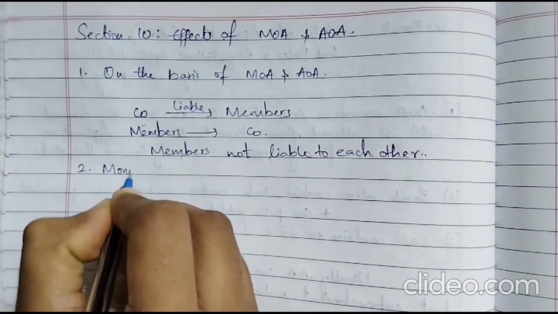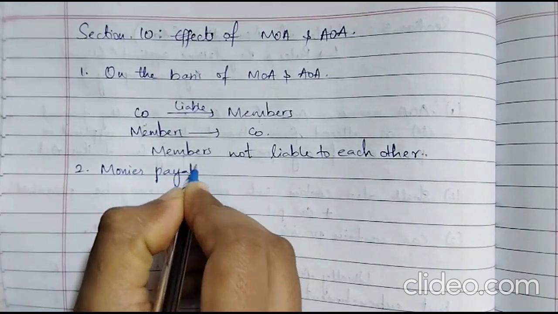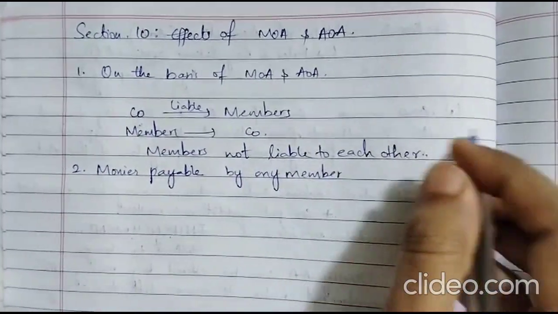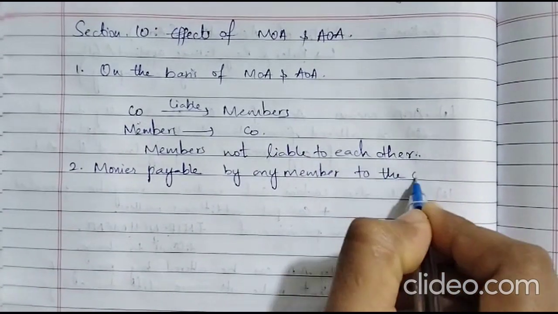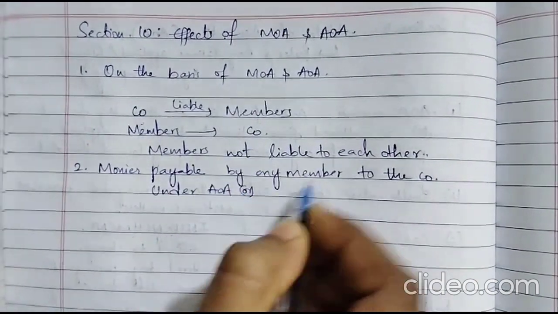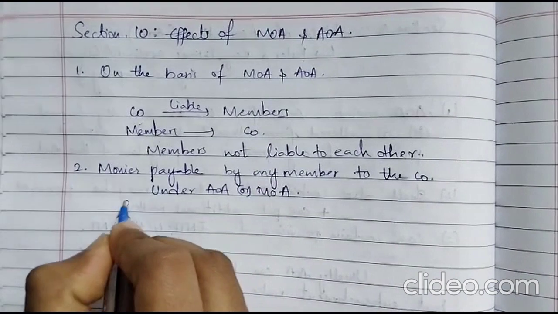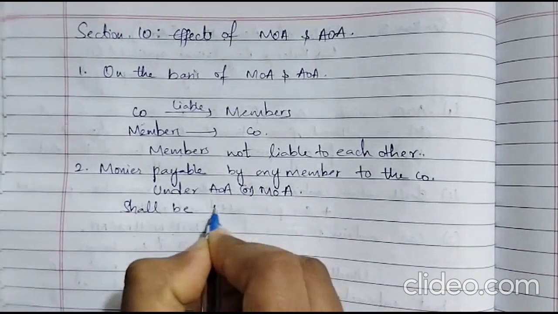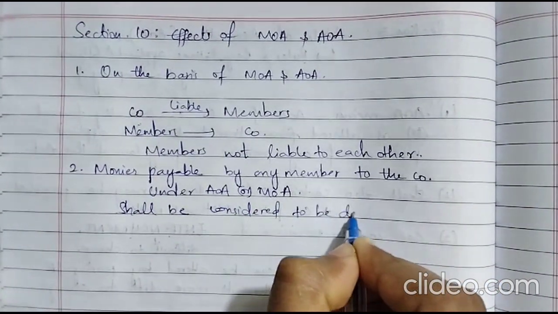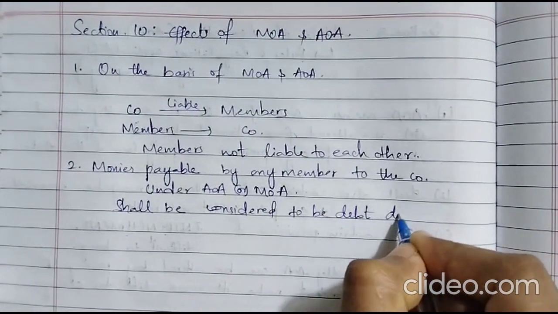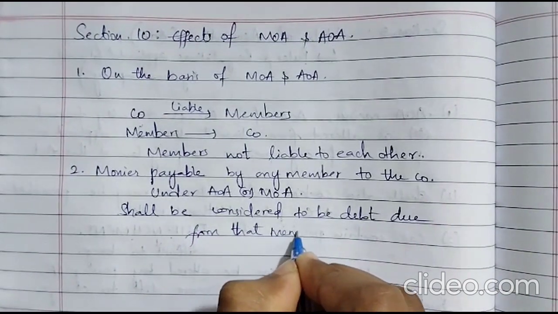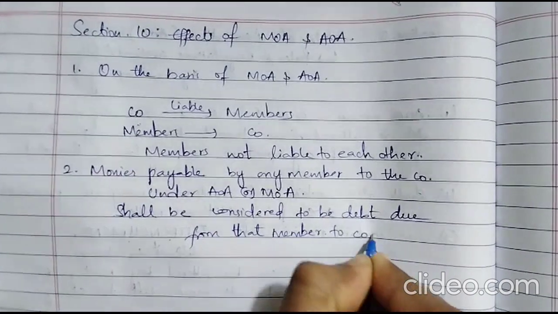Money is payable by any member. Money is payable by any member to the company that is mentioned under AOA or MOA. It shall be considered to be debt due from that member to the company.